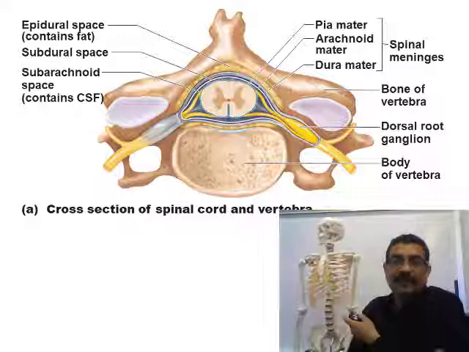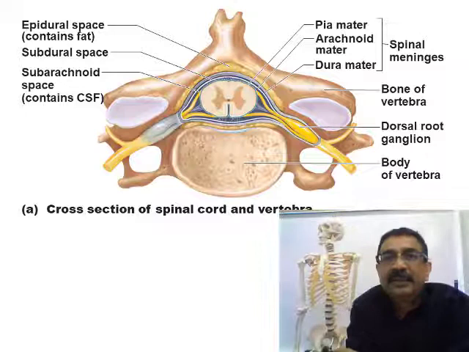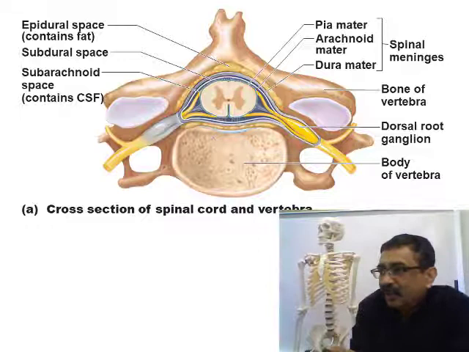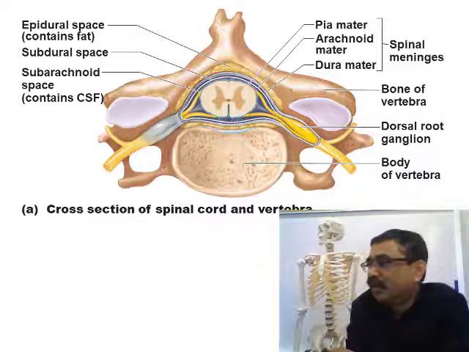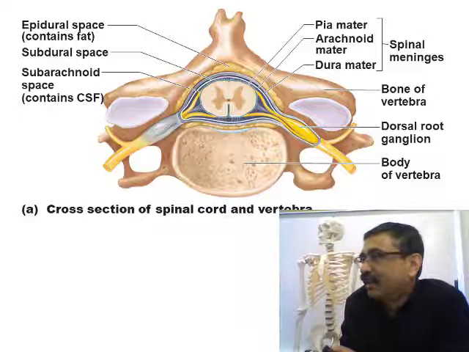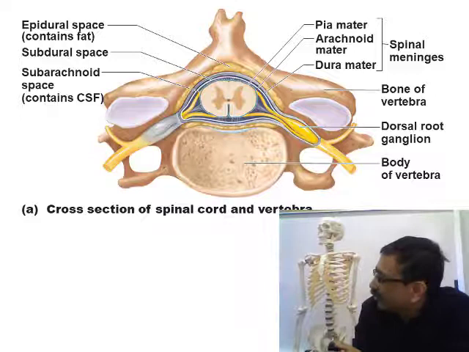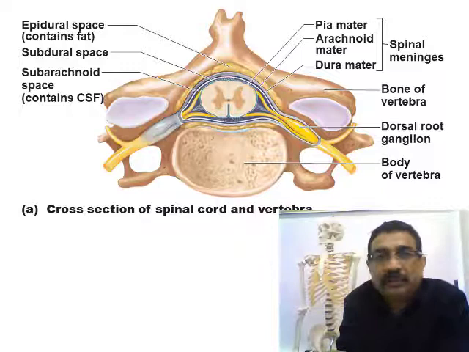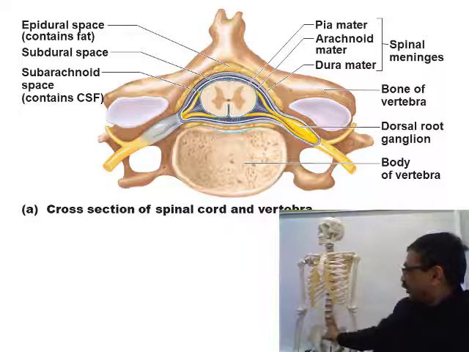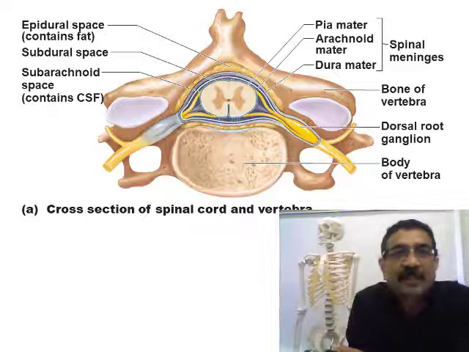Your spinal cord is a very delicate and important organ. So, like your brain, your spinal cord is also heavily protected. A number of structures are protecting the spinal cord. First, the bone. Which bones? Vertebrae. Because we know that the spinal cord is inside the vertebral column, right? So vertebrae are the bones.